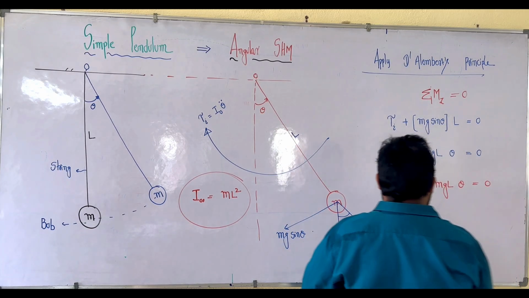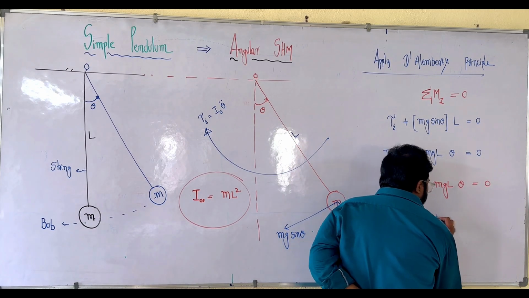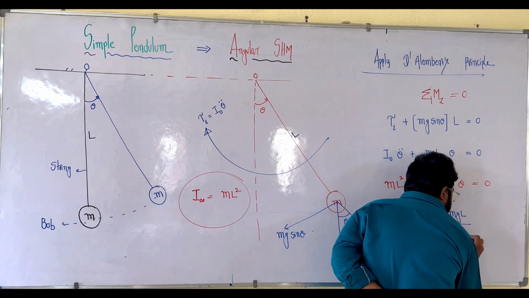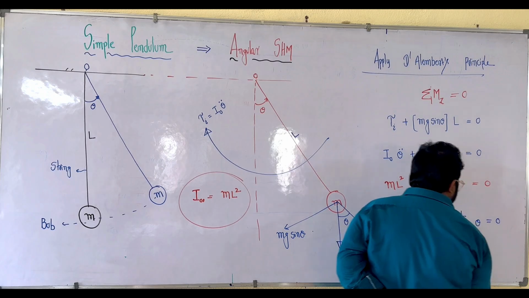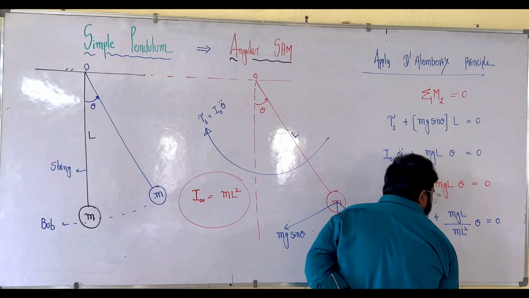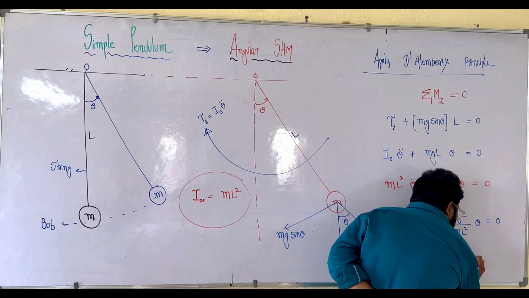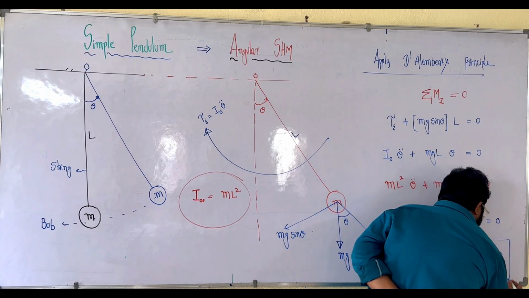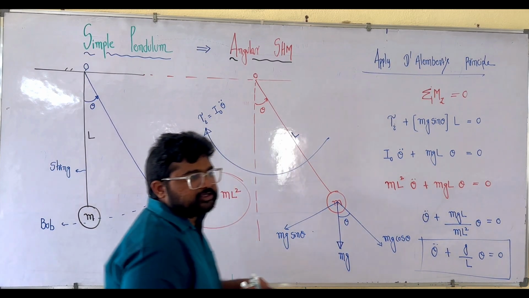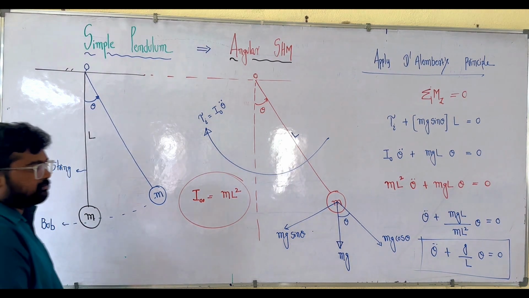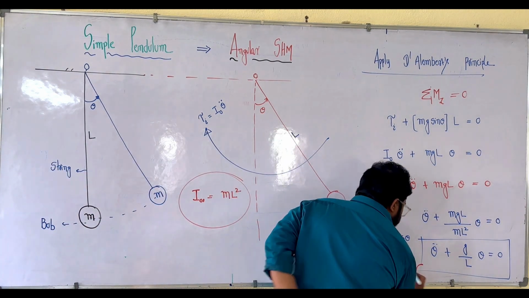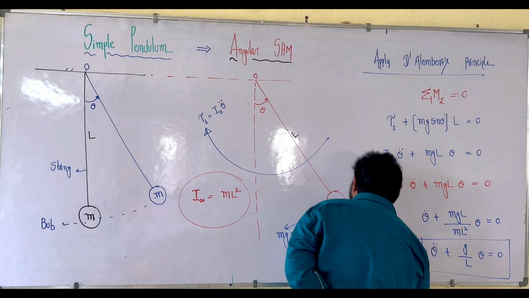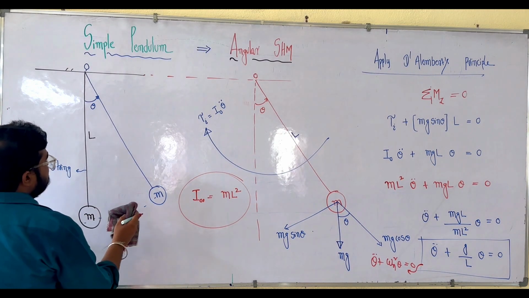mL cancelled out: theta double dot plus mgL by mL square theta equal to 0. Then theta double dot plus g by L theta. So it follows SHM, simple harmonic motion: theta double dot plus omega n square theta equal to 0. We can confidently write this.